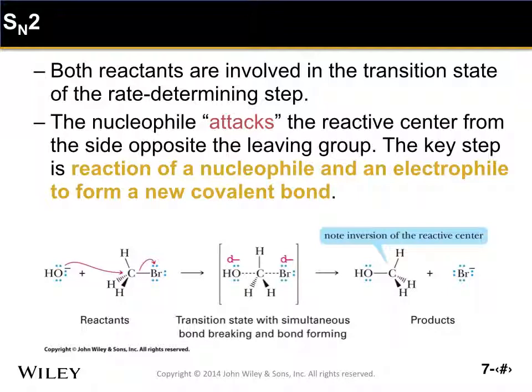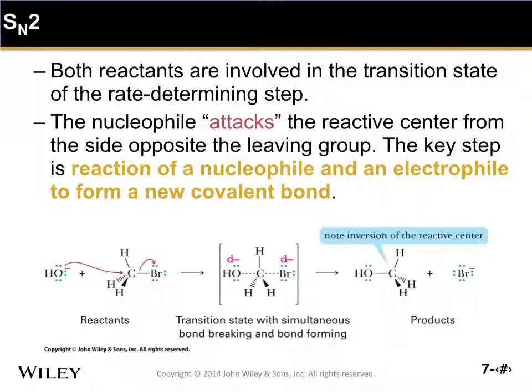So here's a reaction in the scheme below of a substitution using hydroxide as the Lewis base or the nucleophile and using bromomethane as the electrophile. Let's look at this in great detail, including the transition state. And so the nucleophile, and I put attacks in quotes, I changed that.